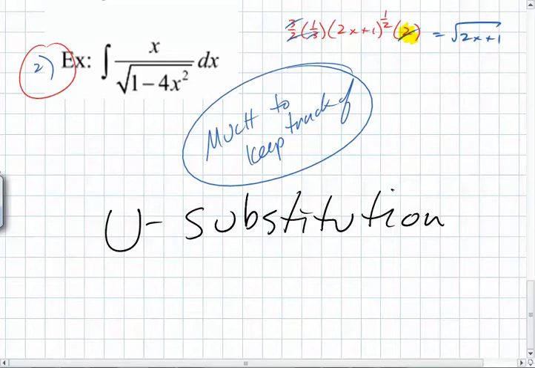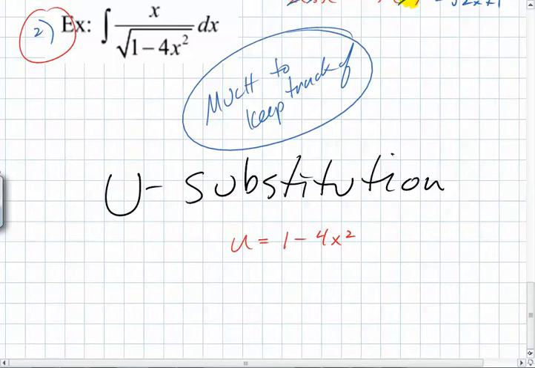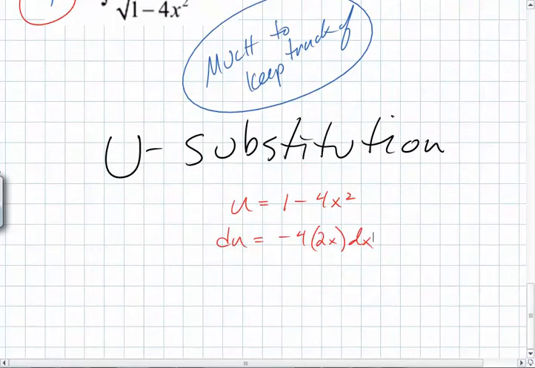I'm going to do number 2 here. I'm going to say u is equal to 1 minus 4x squared. If I took the derivative of both sides of this equation, what would I get? Take a guess. We now have du is equal to negative 8x dx. So what does dx equal?